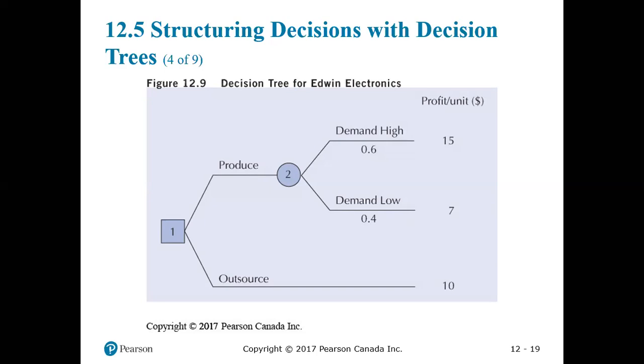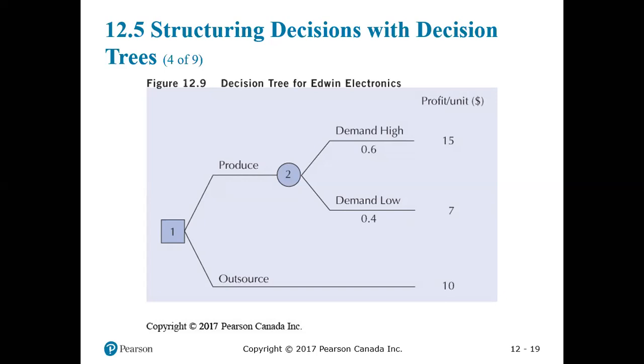So if you produce, then the uncertainty is whether demand will be high or demand will be low. If demand is high, and the chance of demand is high is 0.6, not 0.6%, but 0.6, then profit could be $15 per unit. If demand is low, and the possibility of that occurring is 0.4, then profit could be $7 per unit. So this is how you could set out that decision as to whether to produce or to outsource.